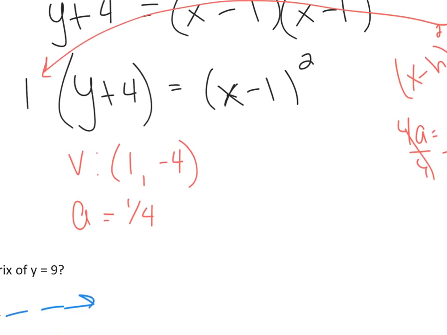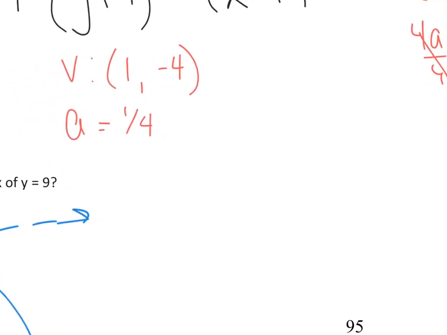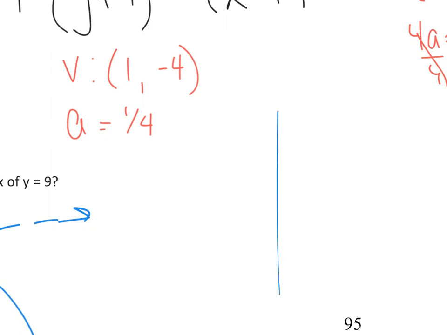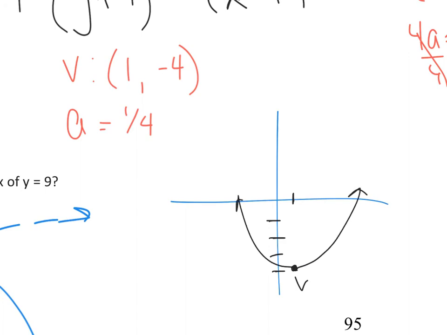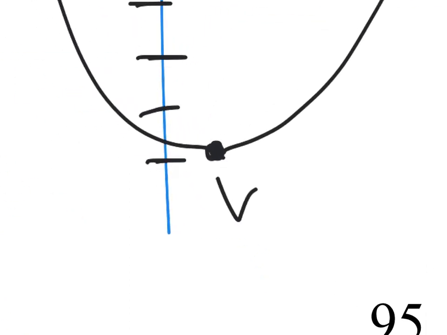Okay, so now we're going to make our picture. We know that 1, negative 4 is our vertex. So 1, negative 4 is right here, vertex. And then your focus and directrix are going to be 1/4 away, and we know it opens up, by the way. Remember we said that before. Remember 1/4 is 0.25. So it's 0.25 above this and 0.25 below that, which is a very, very small value.